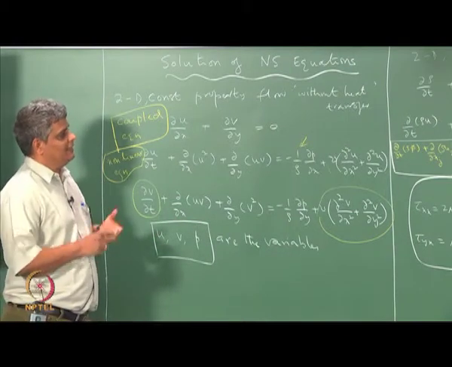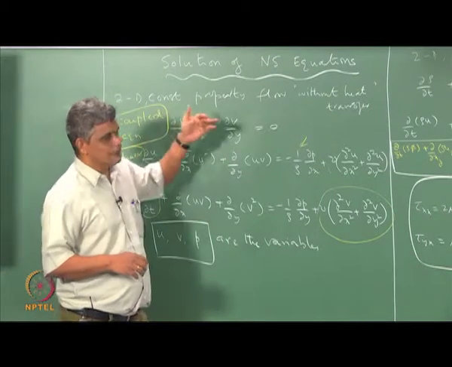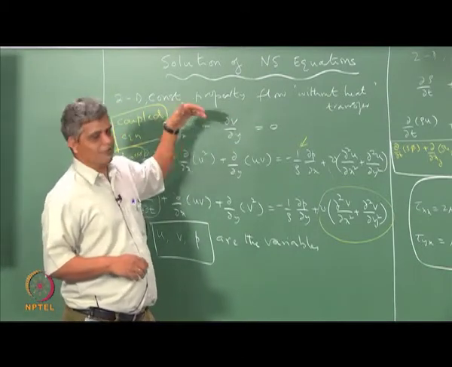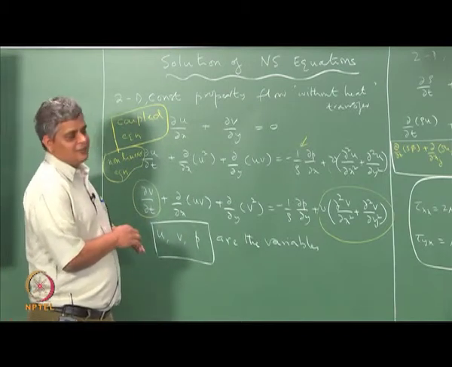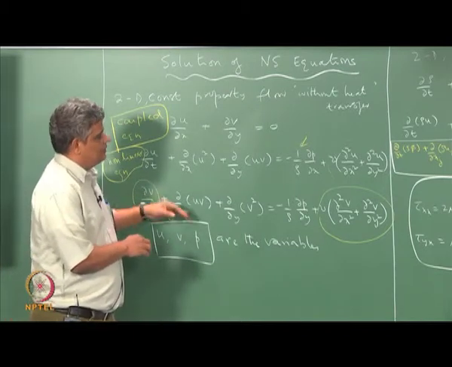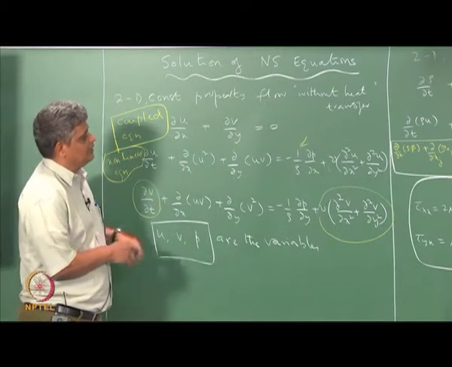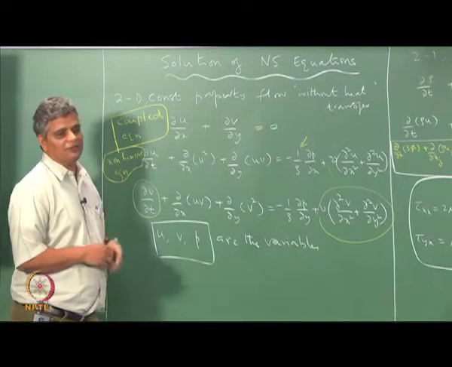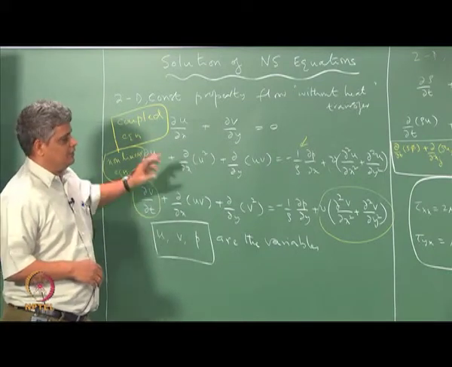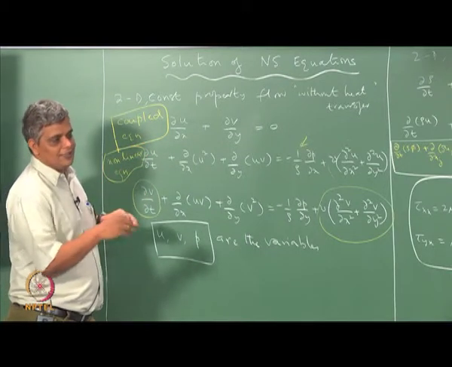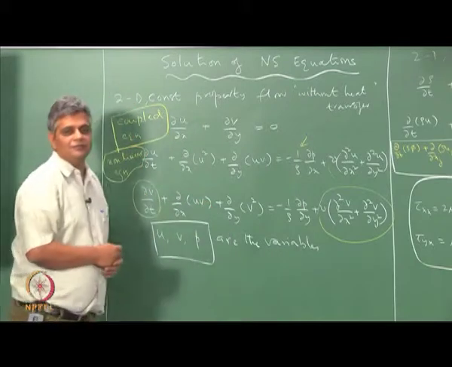So in that sense, in the case of constant property flow with heat transfer, incompressible flow with heat transfer, the energy balance equation is decoupled from the other equations, but it can be solved only after solving the continuity and momentum equations. So there is some kind of decoupling, and it can be solved separately, but only after you have solved the other coupled equations.